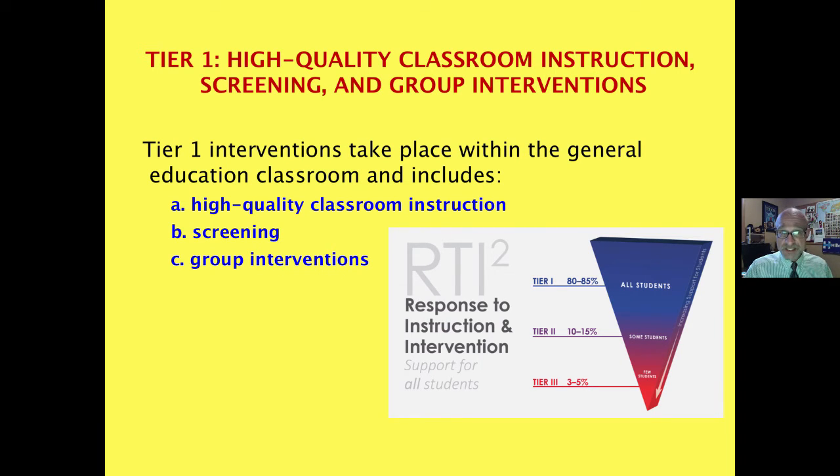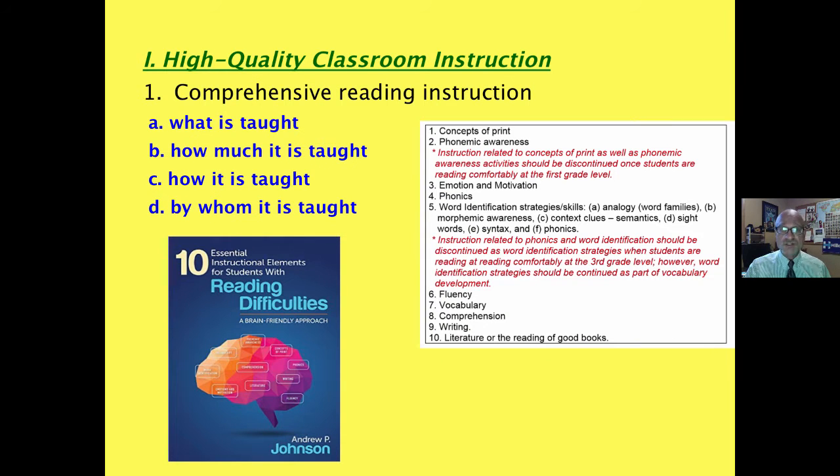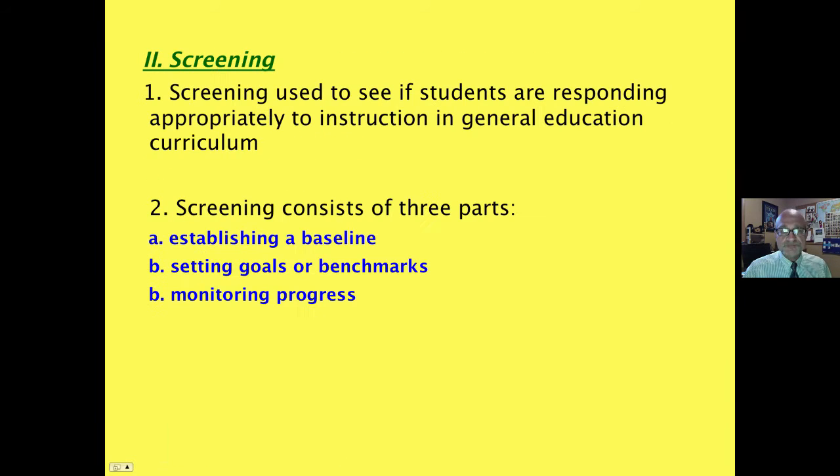It consists of 3 tiers. In Tier 1, the intervention takes place within the general education classroom and includes high-quality classroom instruction, screening, and group interventions. Let's look at each one of those. High-quality classroom instruction tells us what is taught, how much it is taught, how it's taught, and by whom it is taught. And these are all things that should be included in an effective reading curriculum.